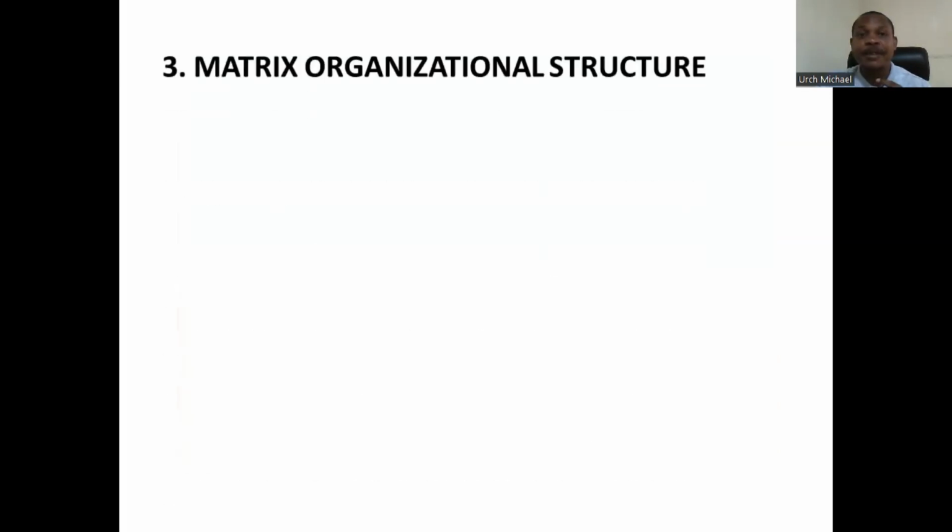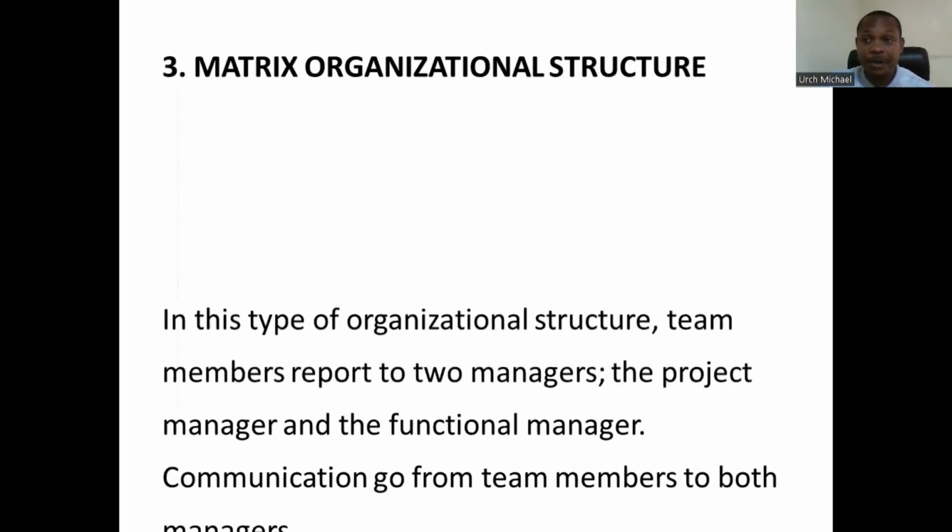Then we have the third one there. The third one is the matrix organizational structure. The matrix. The very simple thing about this is that the matrix is a combination. Okay, it's a combination of the functional organizational structure and the projectized organizational structure. Just a combination of that.